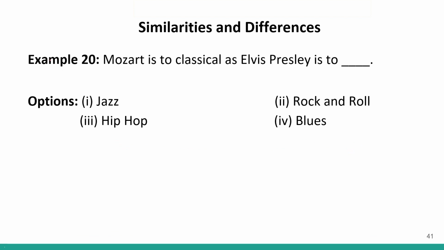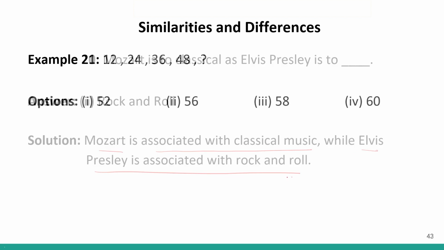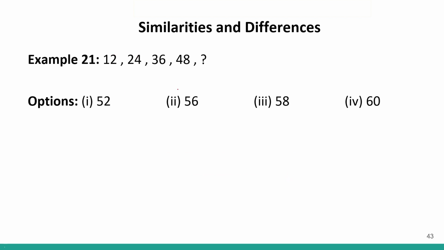Now, example number 20. Mozart is to classical as Elvis Presley is to what? So if you know that Mozart is a person that was associated with classical music, similarly, Elvis Presley is a person that is associated with rock and roll music. So answer will be option number 2, rock and roll. So here you can see Mozart is associated with classical music, while Elvis Presley is associated with rock and roll music.